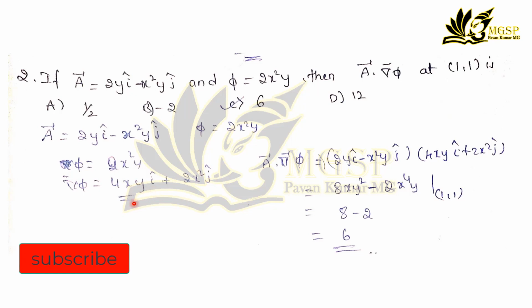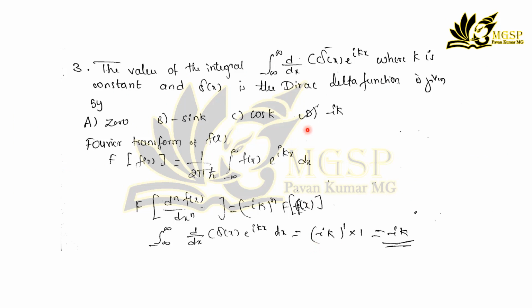With i component and j component, differentiating with respect to x gives 4xy i cap, plus 2x square j cap because we are differentiating with respect to y. Now you do the dot product of this del phi and a vector, and you end up with this expression. When you substitute the value at (1, 1), we get 8 minus 2, because 1 power 4 is 1, so we get the answer as 6.